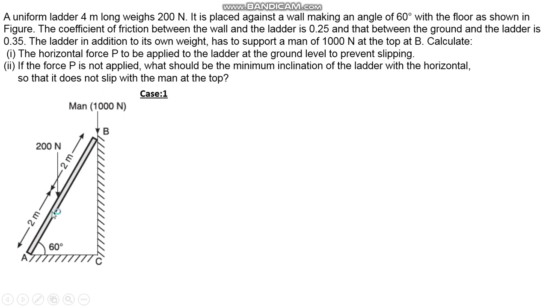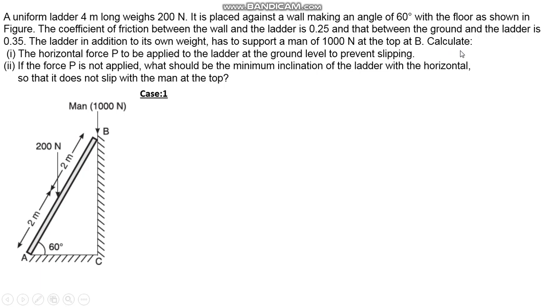So the 200 Newton has to be applied at the middle of that 4 meters. The coefficient of friction between the wall and the ladder, at this point, is given as 0.25, and between the ground and the ladder it is 0.35. So at point A it is given as 0.35. Next, the ladder, in addition to its own weight, has to support a man of 1000 Newton at the top B. So the man is at this top point B, and the weight of the man is given as 1000 Newton.